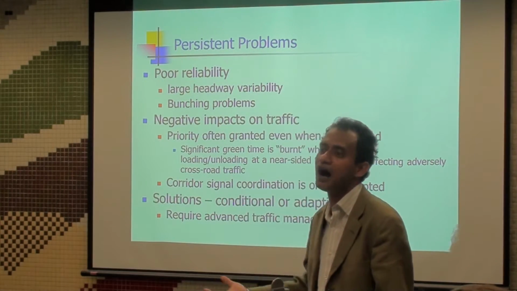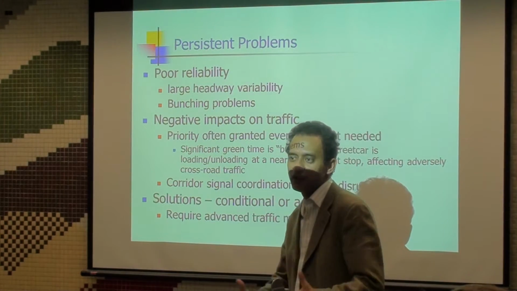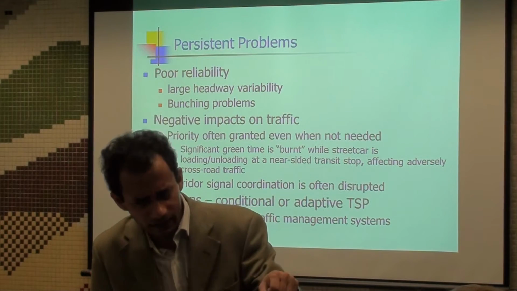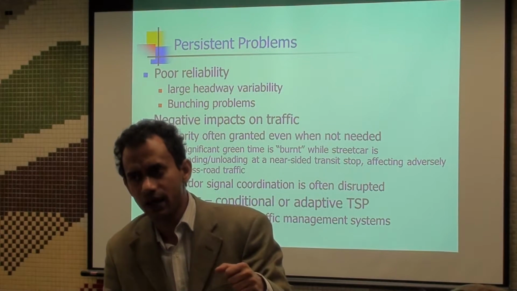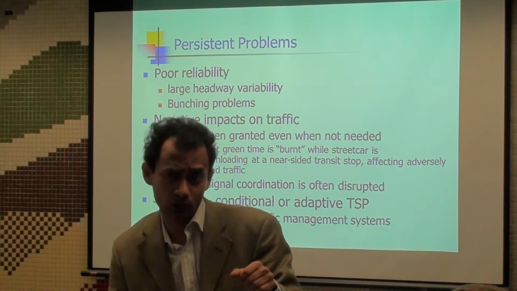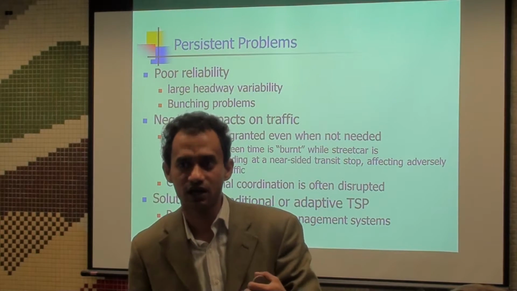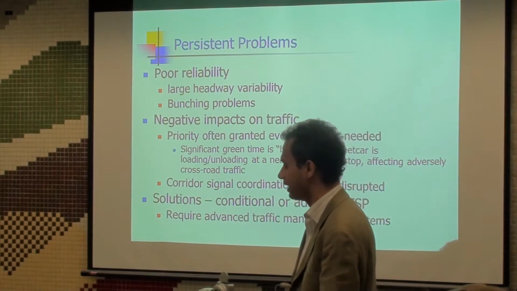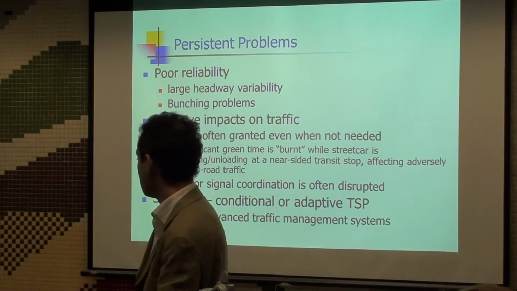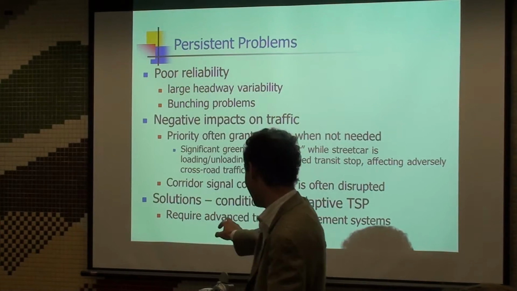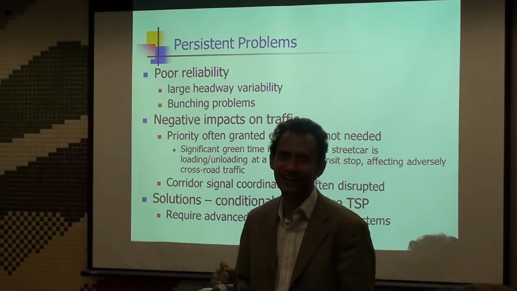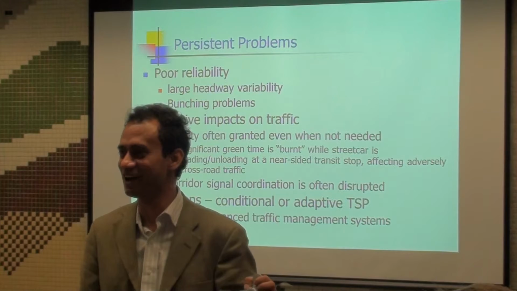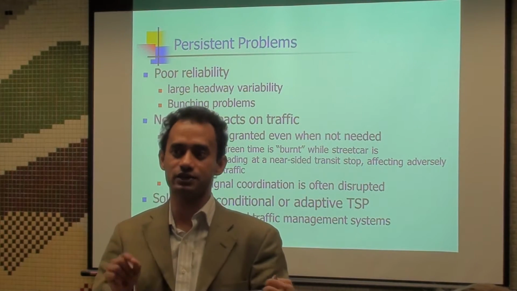So how can we improve on these kinds of transit priority signals? And I believe a couple of California and major cities are already utilizing some advanced commercial products that have this conditional and adaptive TSP, but it requires an advanced traffic management system, meaning you need to have eyes on the road system. It's different from urban planning's eyes on the street. It's eyes on the road system.